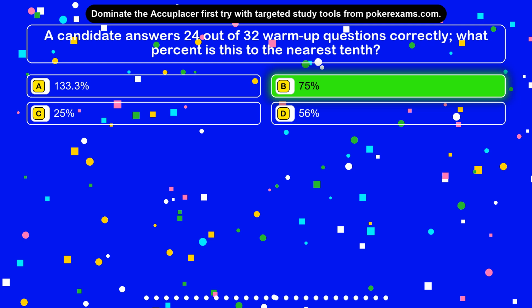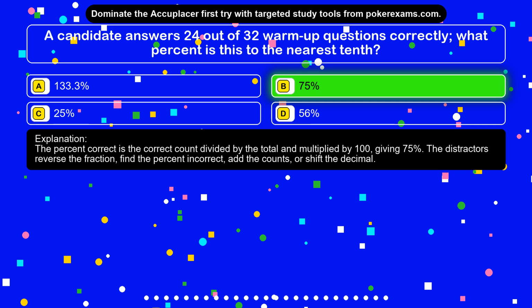The correct answer is option B, 75%. The percent correct is the correct count divided by the total and multiplied by 100, giving 75%. The distractors reverse the fraction, find the percent incorrect, add the counts, or shift the decimal.